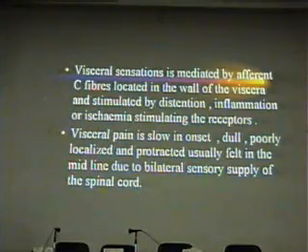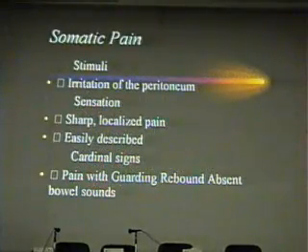Visceral pain is slow in onset, dull, poorly localized and protracted, usually felt in the midline due to bilateral sensory supply of the spinal cord. If we have a case of acute appendicitis, usually we say that the pain started periumbilical because this is T10 and the appendix is supplied from T10. Sometimes it is to the right, sometimes to the left of the midline because of the bilateral innervation of the intra-abdominal organs. This is in contrast to somatic pain, which is due to irritation of the peritoneum.